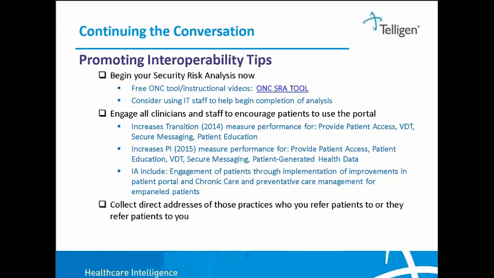All right, so before closing for questions, let's just continue the conversation about some tips for promoting interoperability. Number 1, begin your security risk analysis now. If this is your first time reporting the PI or the ACI category and you've not done a security risk analysis, there's a free online tool. It's the ONC tool. There's instructional videos, and I've given you the website link for that.